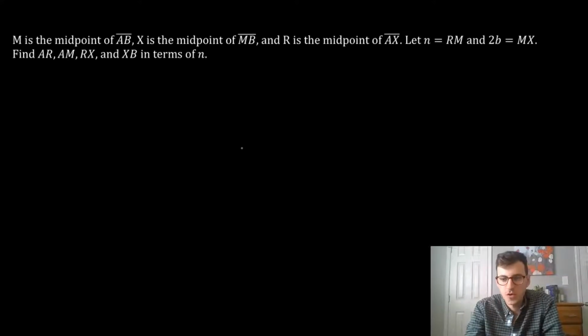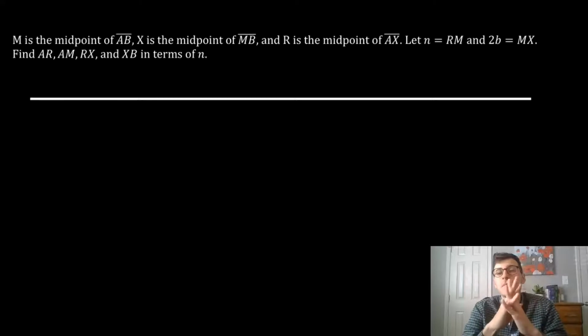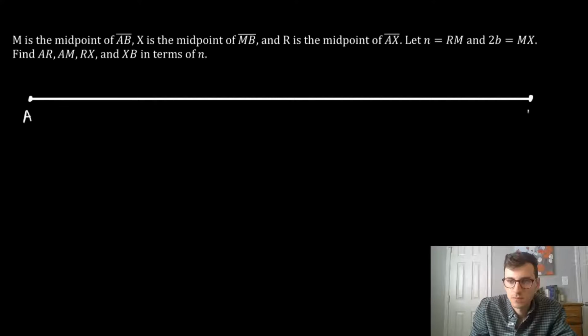Okay, first things first, let's draw out our line, right? That's going to be the easiest place to start. And notice that I like to make my lines nice and long. It helps me visualize things a little bit easier. So we have M is the midpoint of AB. So I know I have A and B on the ends, and then M is somewhere here in the middle.